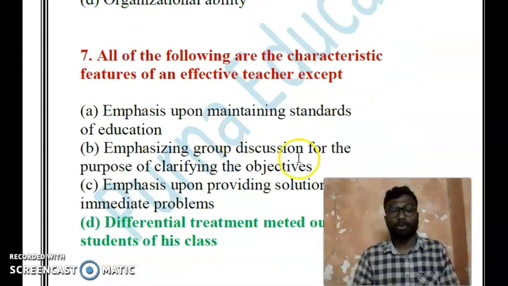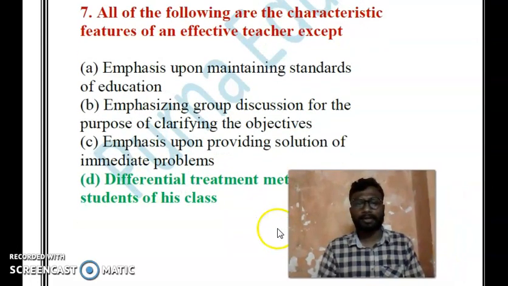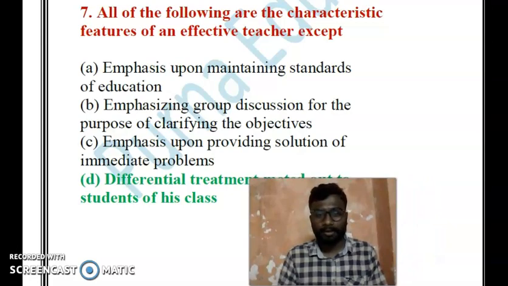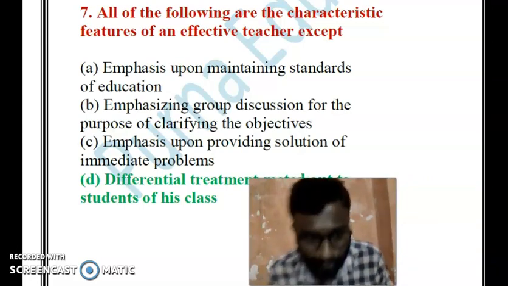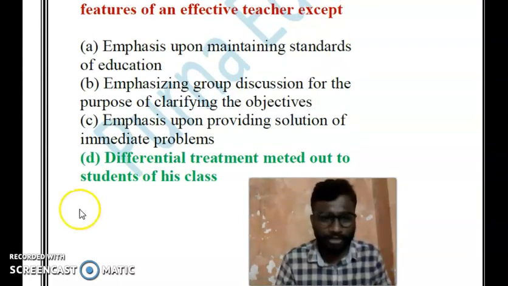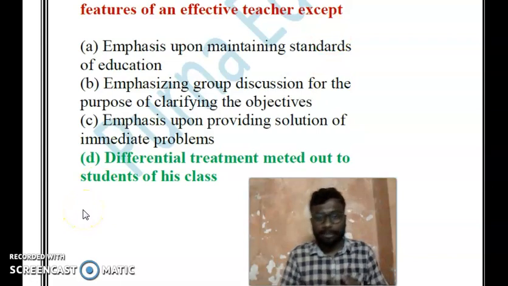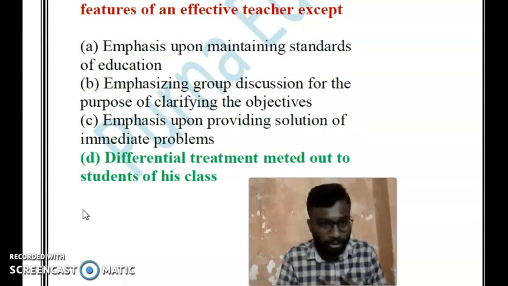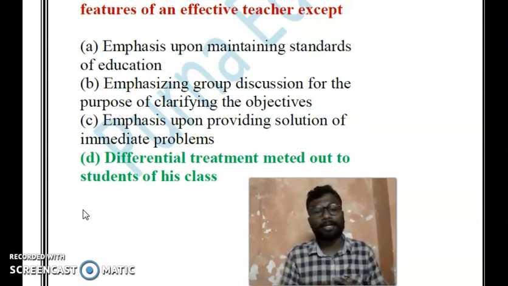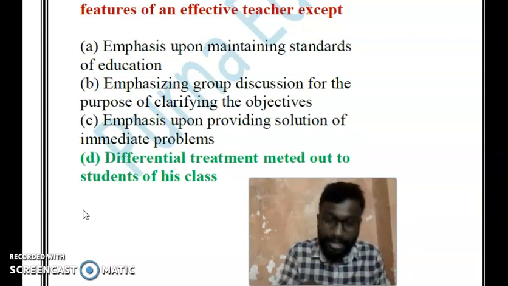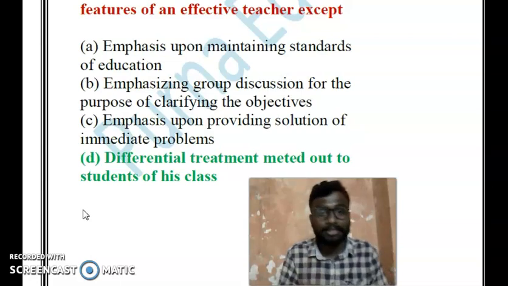Question 7. All of the following are the characteristic features of an effective teacher, except what? Emphasizing maintaining standards of education is a characteristic. Emphasizing group discussion for the purpose of clarifying the objectives, emphasizing providing solutions to immediate problems, and differential treatment of the students of the class. Yes, differential treatment of the students of the same class is not a good characteristic of a successful teacher.